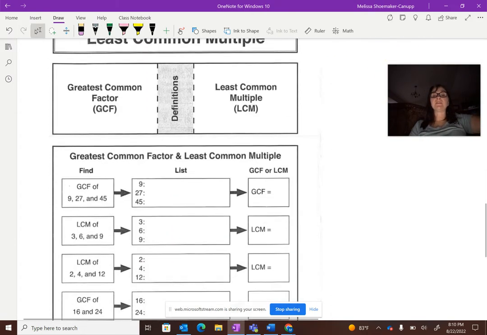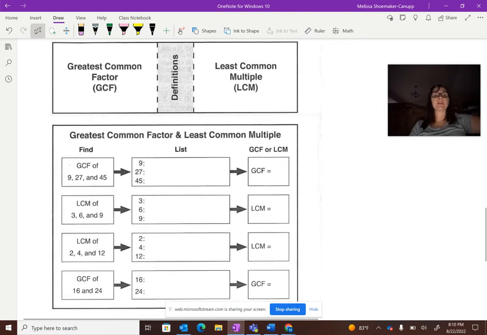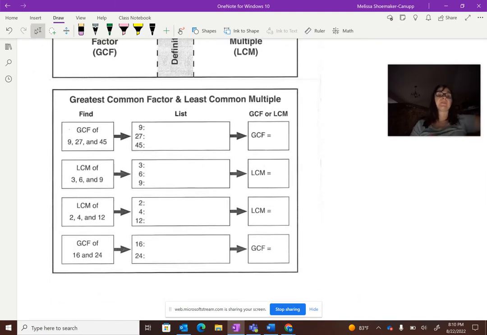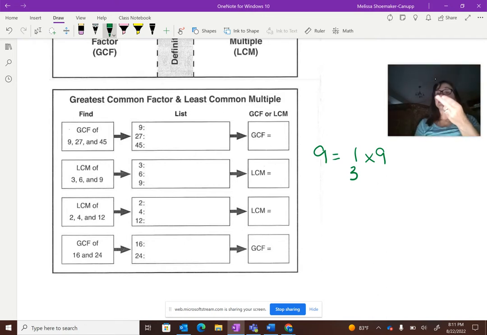Now pause if you need to finish writing that down, but I'm going to go right to the next page and walk through some of these examples. First one, greatest common factor of 9, 27, and 45. So the first thing I'm thinking about is what times what equals 9. So I have 1 times 9. I go in order, okay? Like 1, 2, 3, 4, 5, 6, 7, 8. I just think about that. I know 2 doesn't go into 9 because 9 is odd. So I'm at 3. 3, 6, 9. So I can easily count and get 9. And I know that's it.